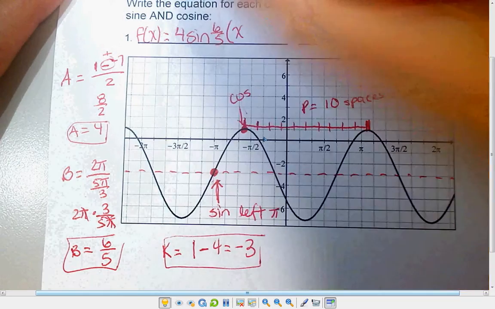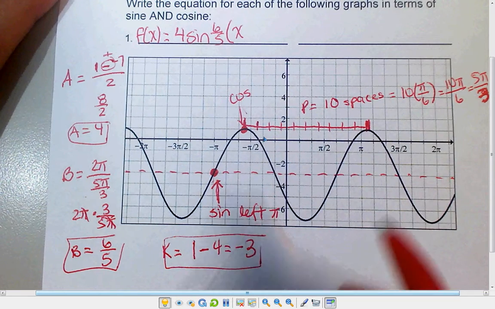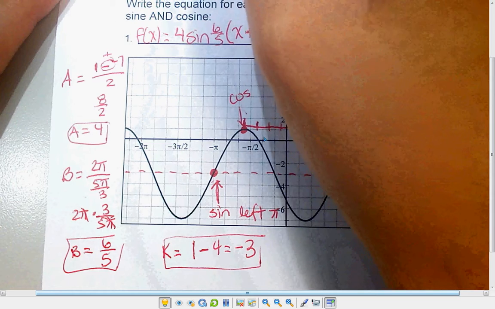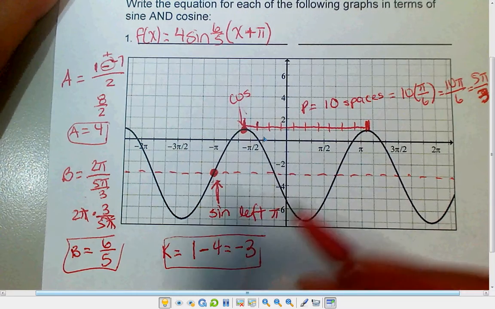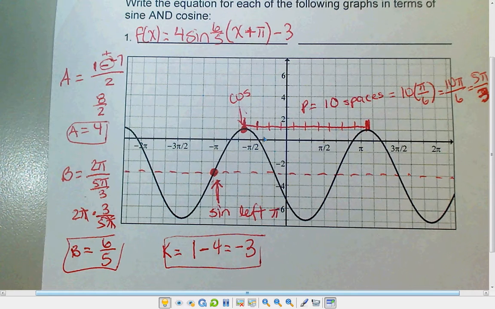And we have x. Now this is the part where, when you're moving left pi, you're not subtracting, because it's the opposite with your h value. You're actually adding pi. And then at the end I have my k value, which is -3, so -3. Here is my equation using sine.